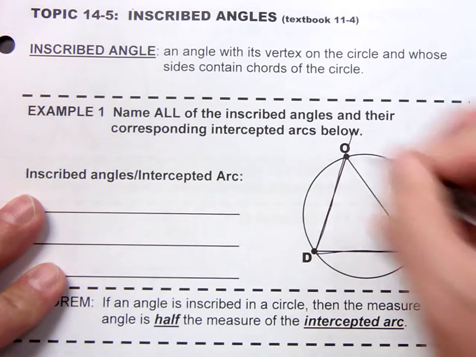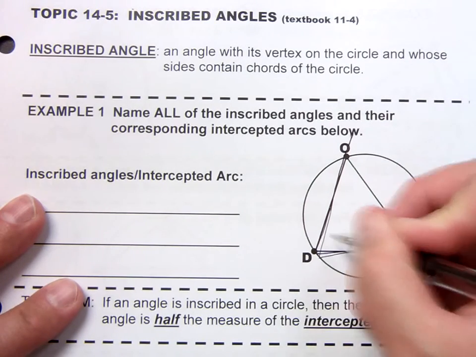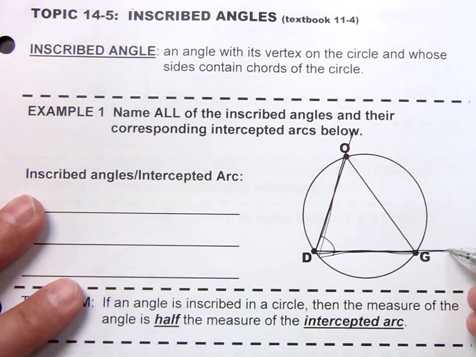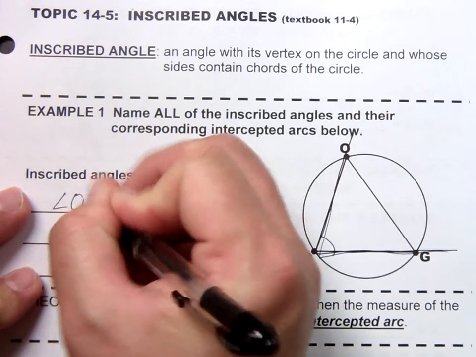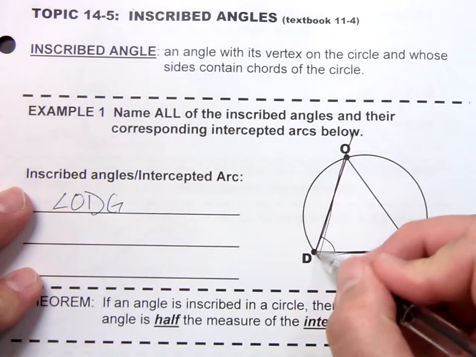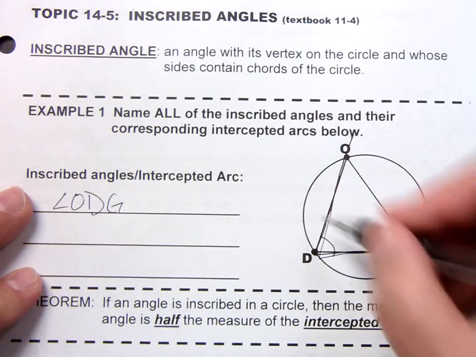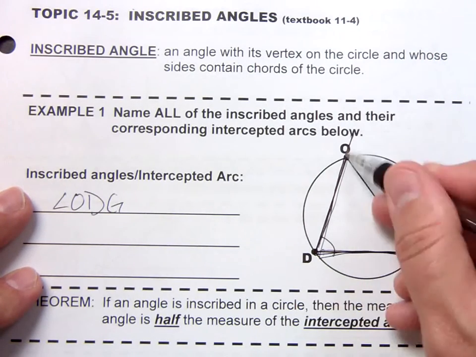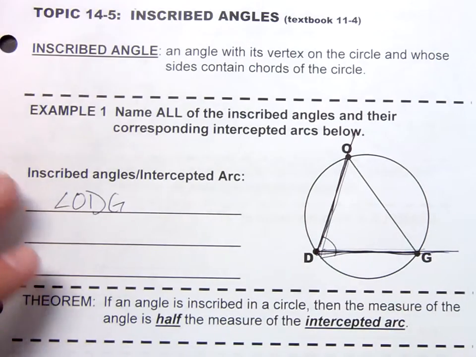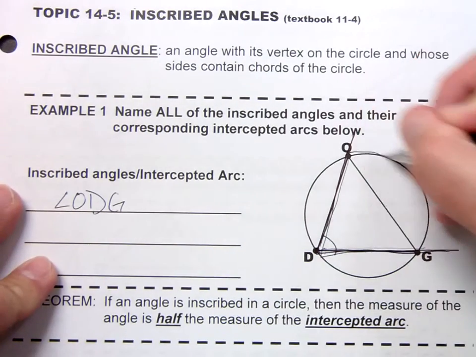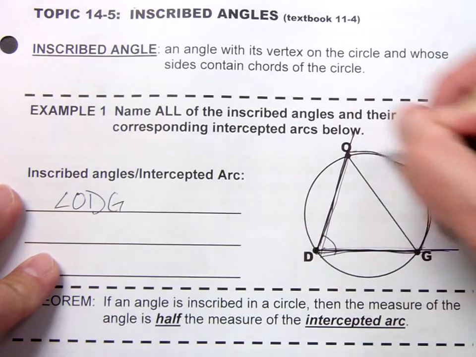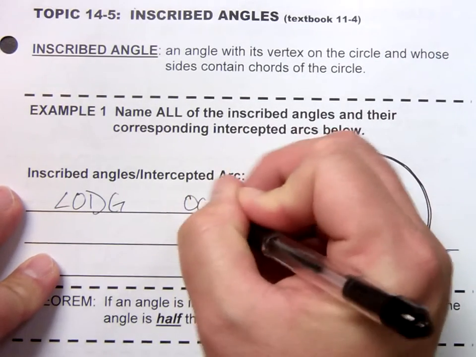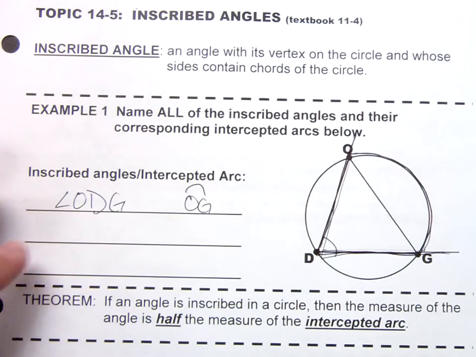One of those inscribed angles is angle ODG. Notice that the vertex D is on the circle, and both sides of that angle are chords of the circle. Line segment DO and line segment DG are chords of that circle. And its intercepted arc is arc OG. So that's one inscribed angle and its intercepted arc.